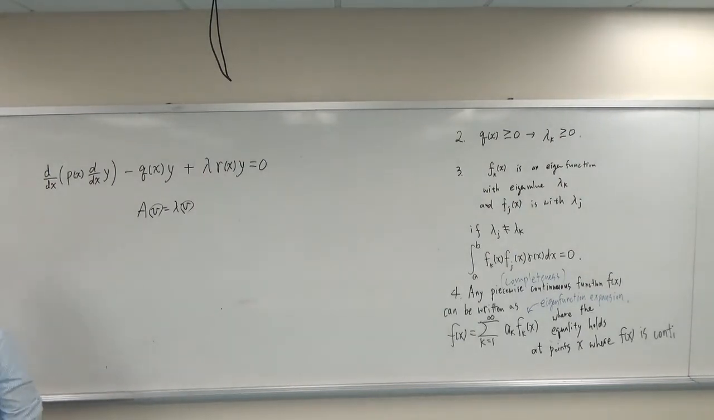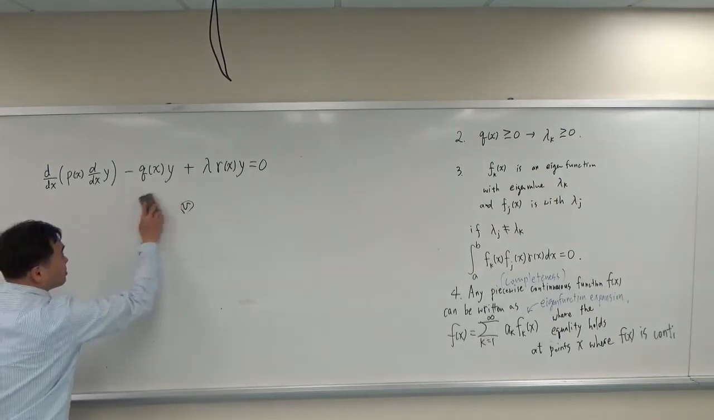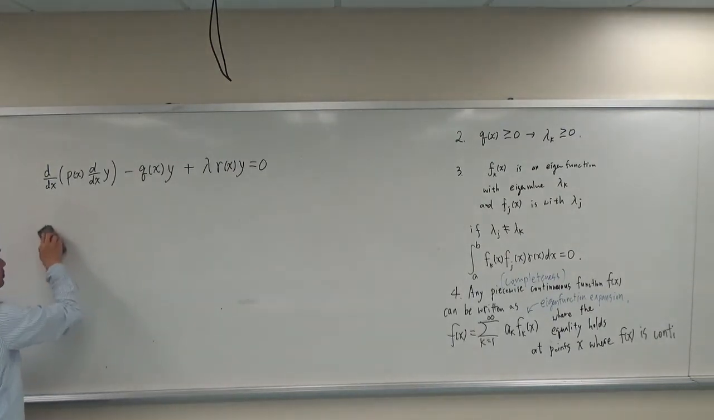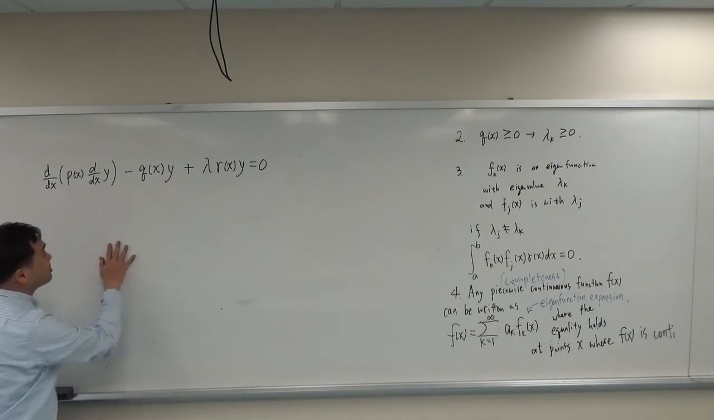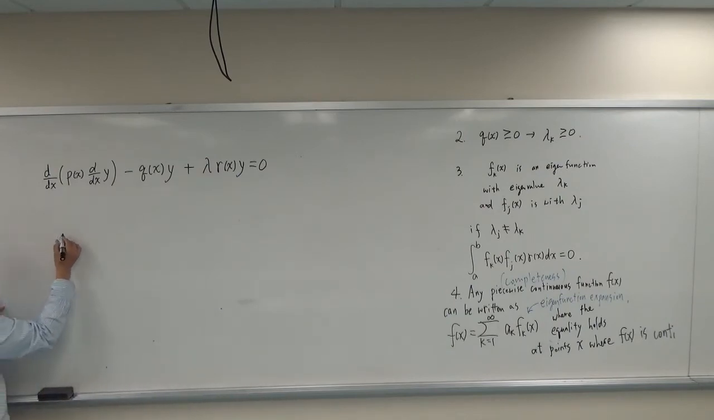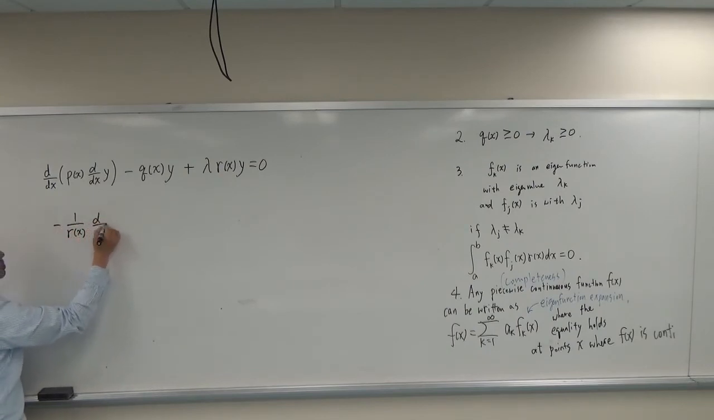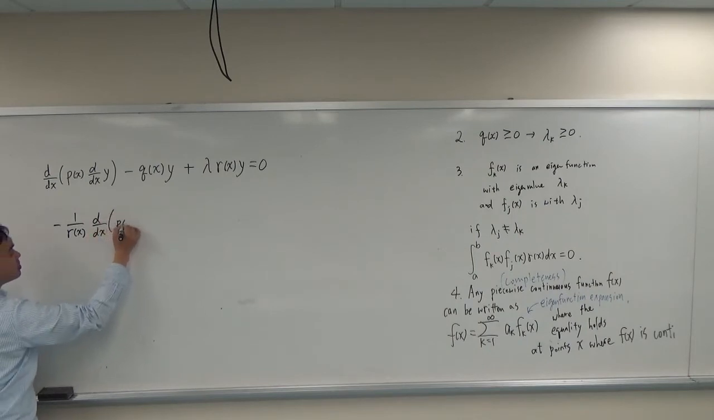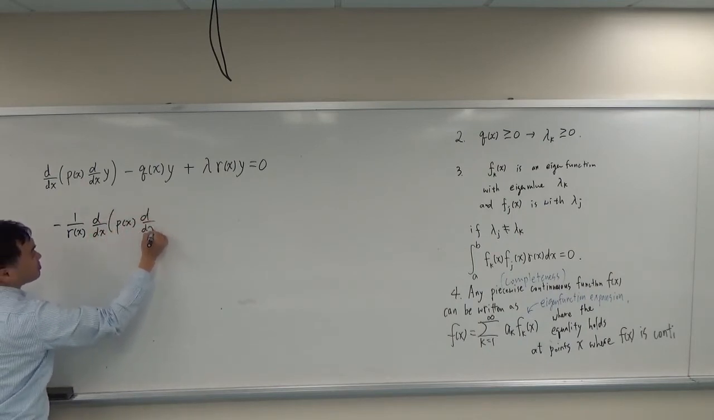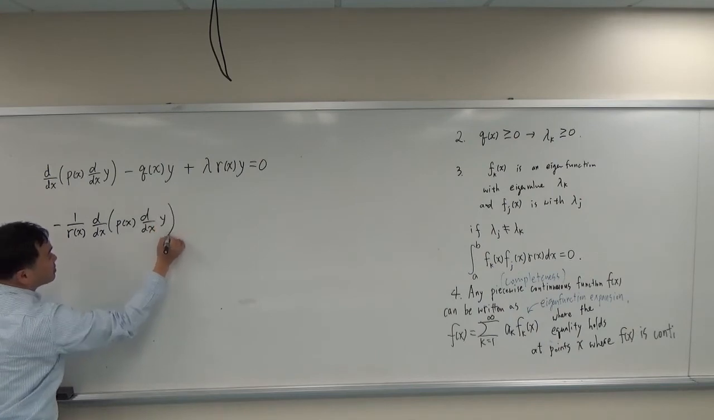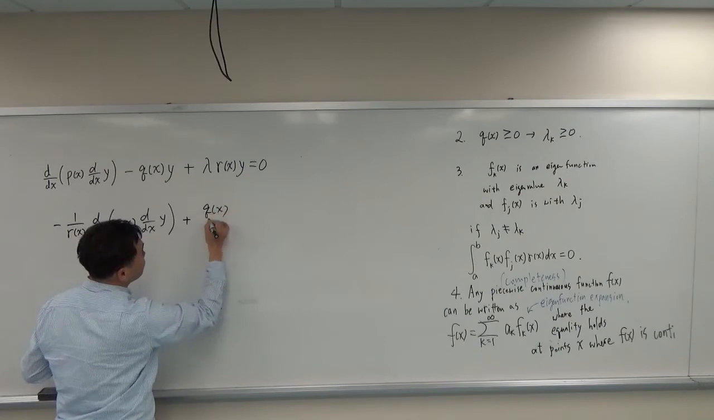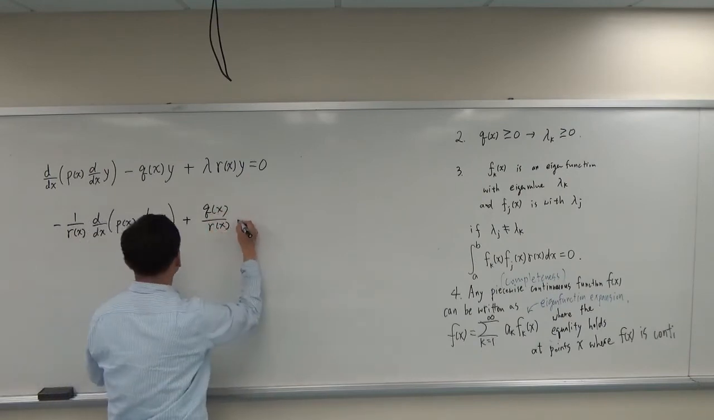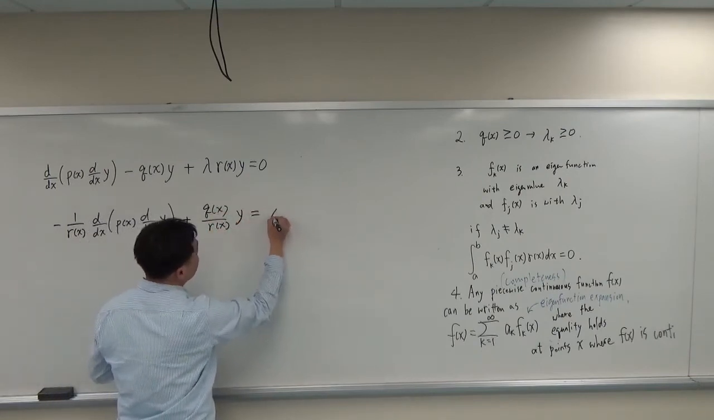So in order to make this work, we first have to move this to the other side and divide by negative R. So it's going to look like this: negative 1 over R(x) d/dx of p(x) d/dx y, plus q(x) over R(x) y equals lambda y.